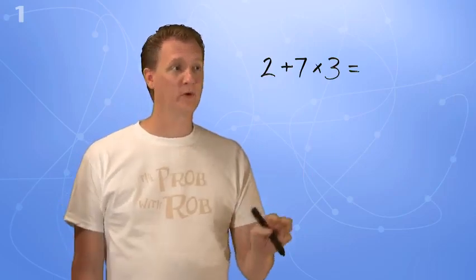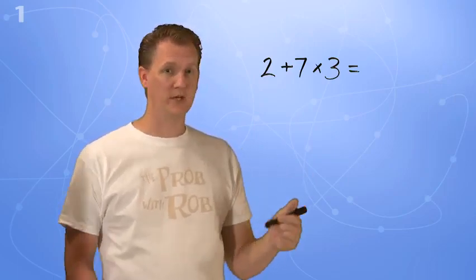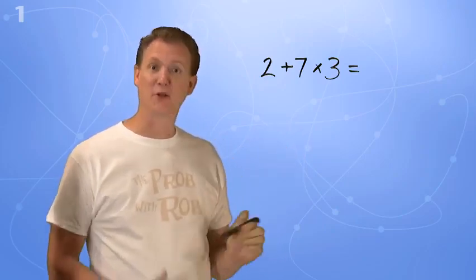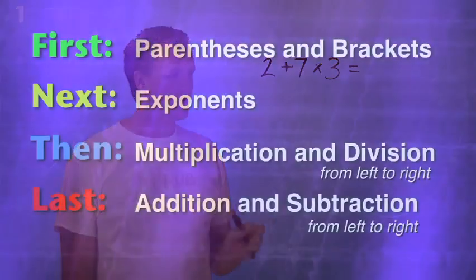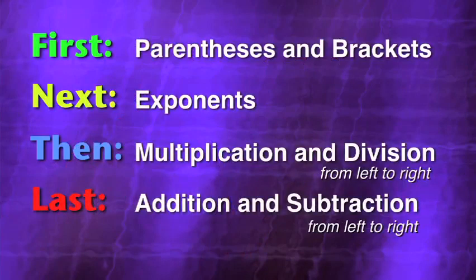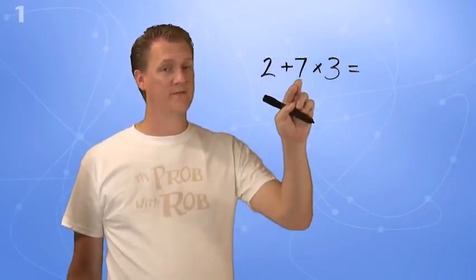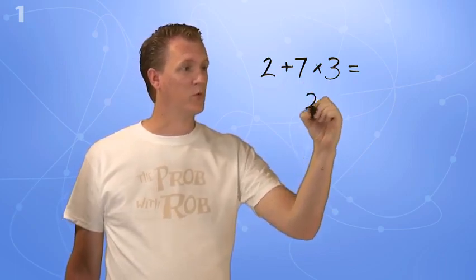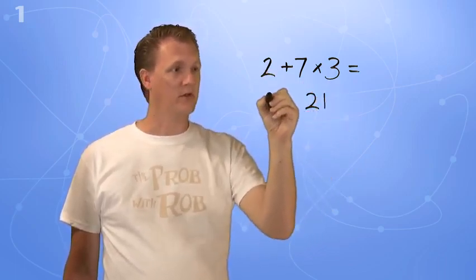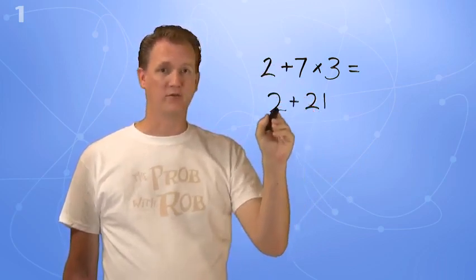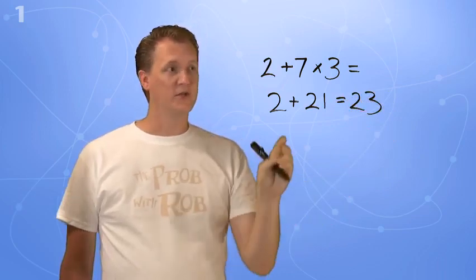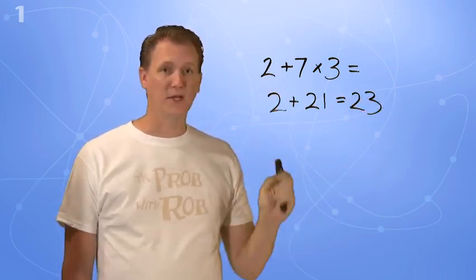All right, for this problem, we have 2 plus 7 times 3 equals what? Well, let's find out what order we're supposed to do these in. Let's look back at our order of operations. So we can see that multiplication and division come before addition and subtraction. So that means we do 7 times 3 first. So 7 times 3 equals 21. And then we'll just bring down the 2 plus. And so we have 2 plus 21, and that equals 23. So 2 plus 7 times 3 equals 23.